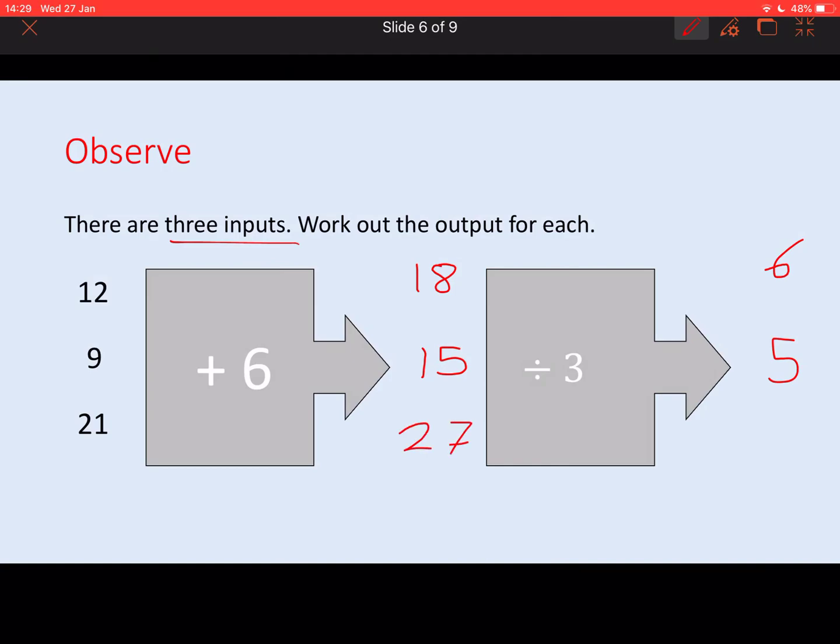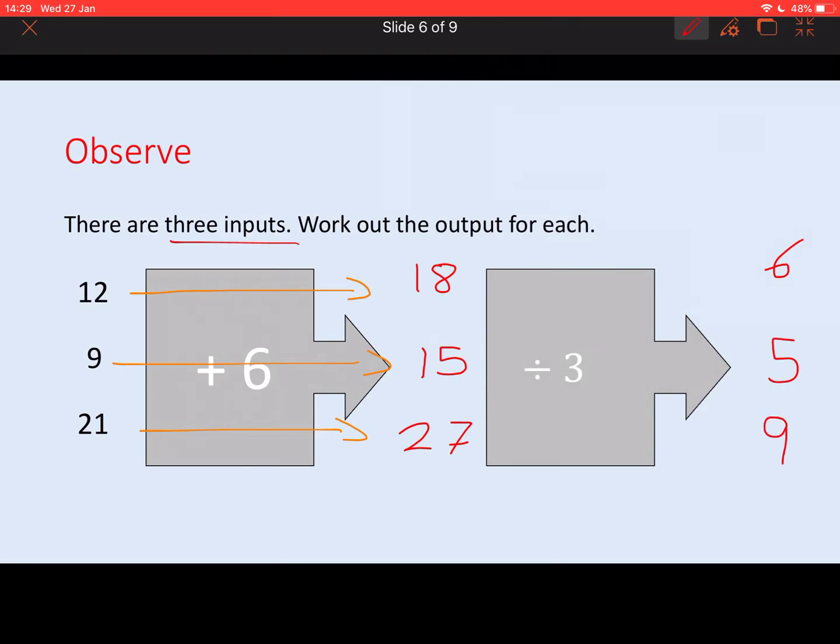And remember, what I'm doing here is I'm keeping each of these inputs in line like this. So then, going back to the question, 21 add 6 was 27. 27 divided by 3 gets me 9. So I found my output for each of these inputs.